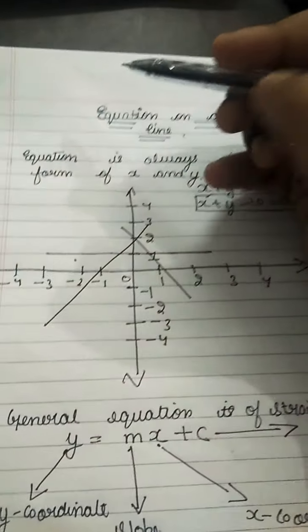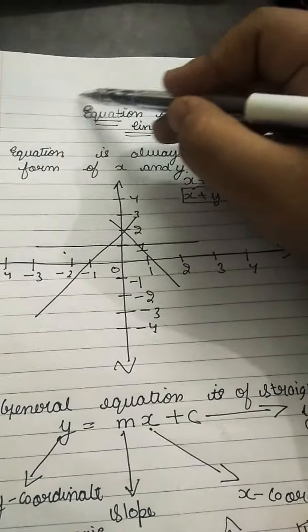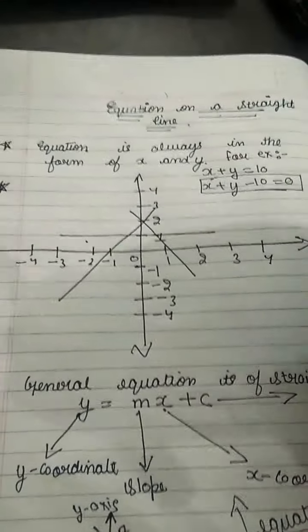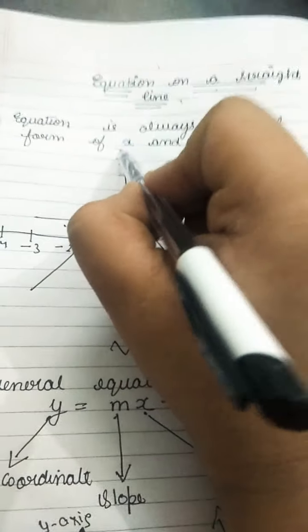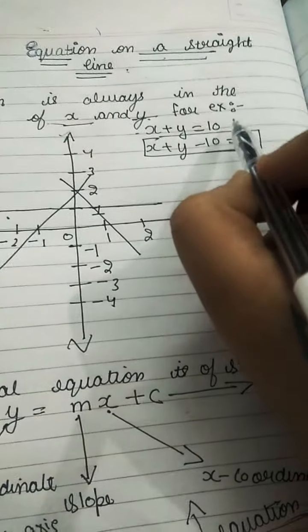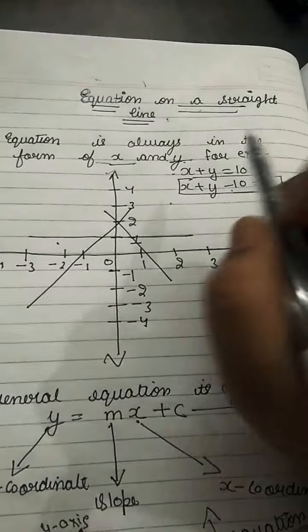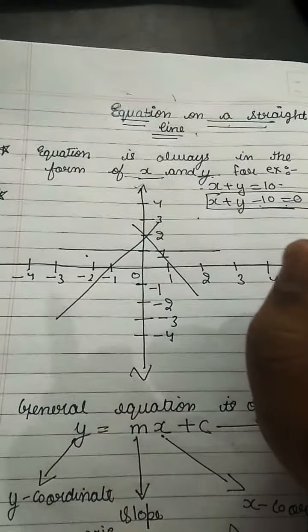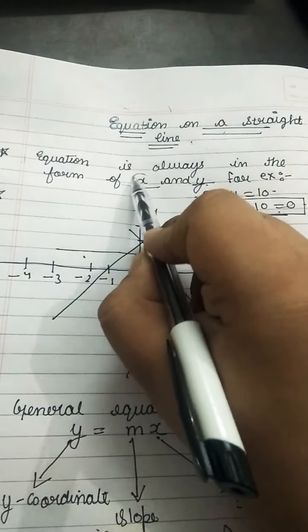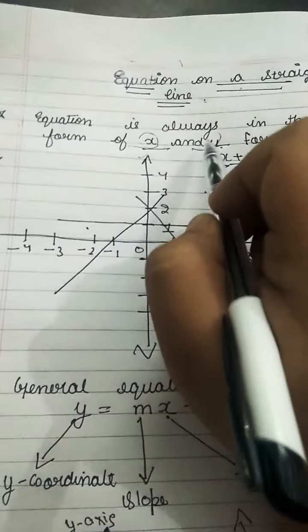So first thing, equation. The first thing that you need to know is that an equation is always in the form of x and y. For example, you write x plus y is equal to 10 or x plus y minus 10 equal to 0, one and the same thing. So this equation is always in the form of x and y.